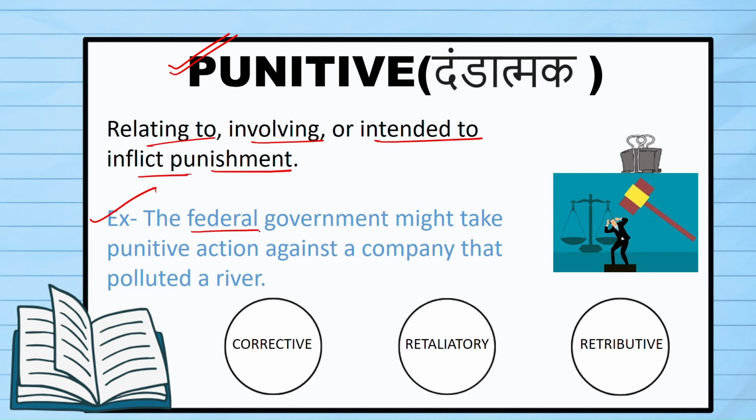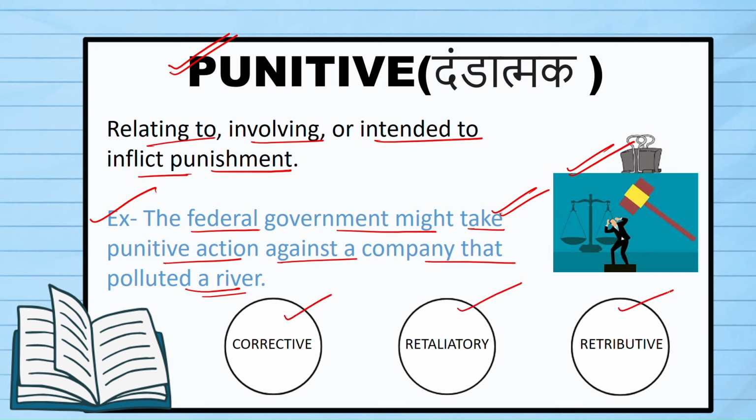The example says the federal government might take punitive action, meaning punishable actions, against a company that polluted a river. So if any company is polluting the river, then the government can take action and punish that particular company. This is what the sentence means. The image also conveys the same meaning. Coming to the synonyms, we have corrective, retaliatory, and retributive. All these are important here, but star mark the first one and the second one. Okay, so these both are more important.